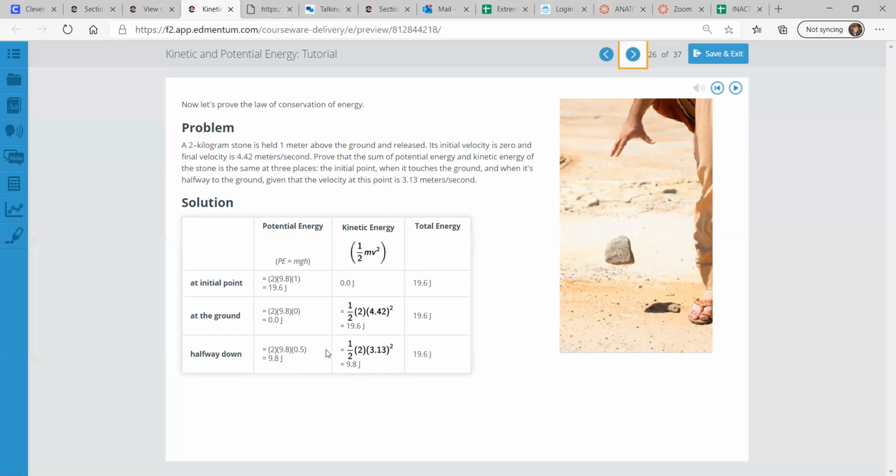And if you add potential and kinetic energy, you have 9.8 plus 9.8, and you get 19.6 joules of total energy. So at 3 points, the total energy remains the same, but the potential energy and the kinetic energy are changing depending on where it is, the position, and how fast it's dropping to the ground.